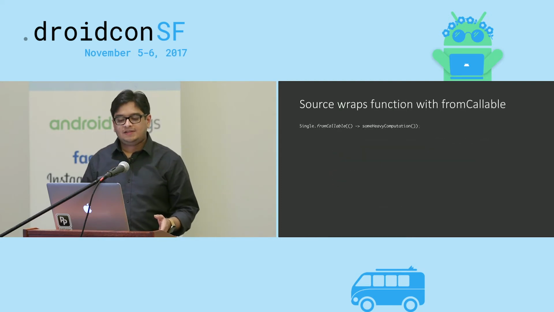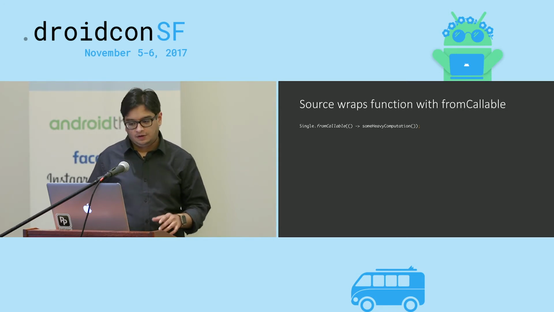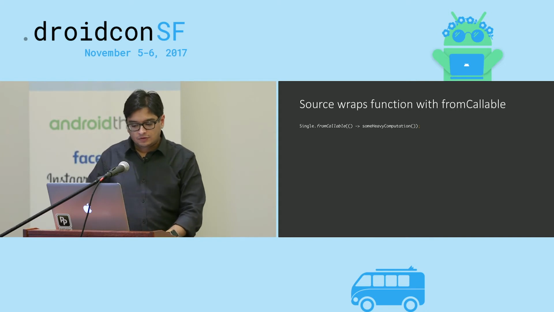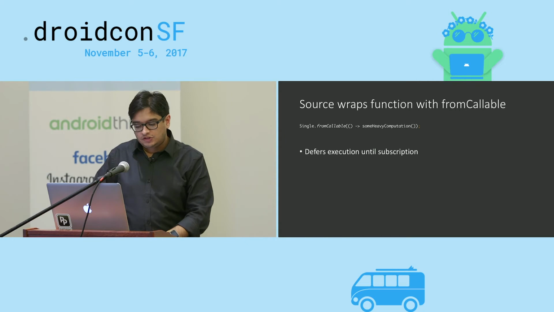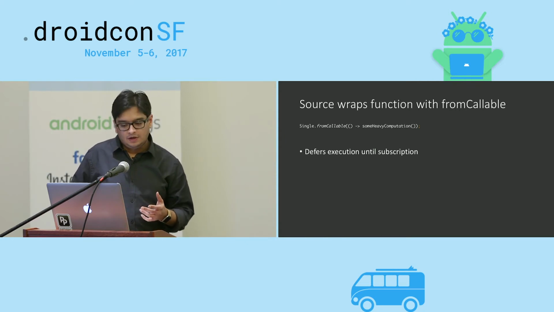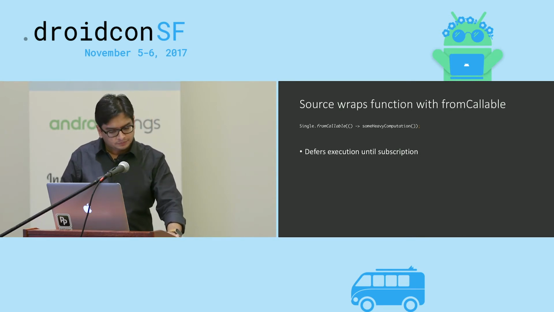Now let's look at another example, right? Say you have some functions which do heavy computation. There's no callback here. How you can convert this into a reactive source, RxJava provides an operator called fromCallable, which basically defers the execution of this function until somebody subscribes to this. So whenever somebody subscribes, it goes ahead and executes the some heavy computation method.